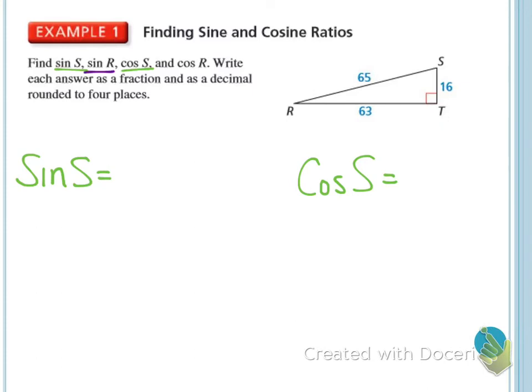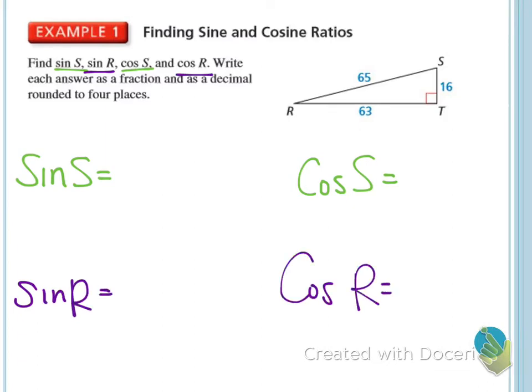And then we will find sine of r and cosine of r. All right, so we're going to do the s first. So from angle s, we're going to label the triangle. Which of these is the hypotenuse? 65. Which of these is my opposite? 63. And then which is my adjacent? 16.